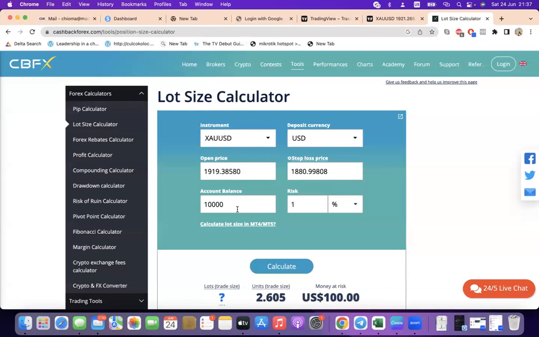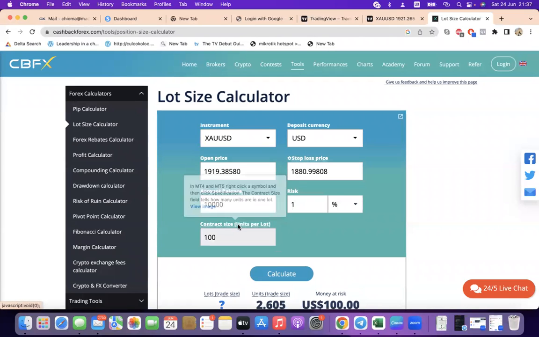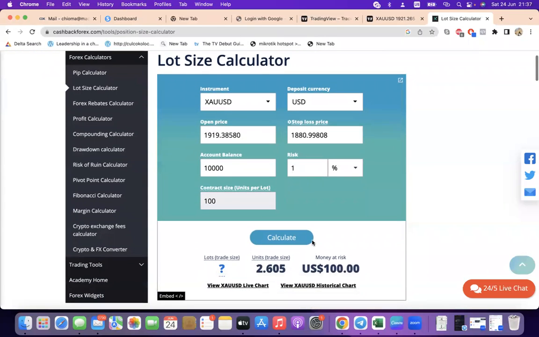So you put your account balance. This is an example, and I risk only 1% of my account. So let's say I have $10,000 and I want to risk only 1% of my account. After putting the opening price and the stop loss price, all I have to do is click on calculate lot size in MT5. And the contract size, check your contract size in your MT5. Once you open gold, go to details of that gold. Most times your contract size is 100 for your gold. And then you click calculate. And this is the lot size it tells you to be using.